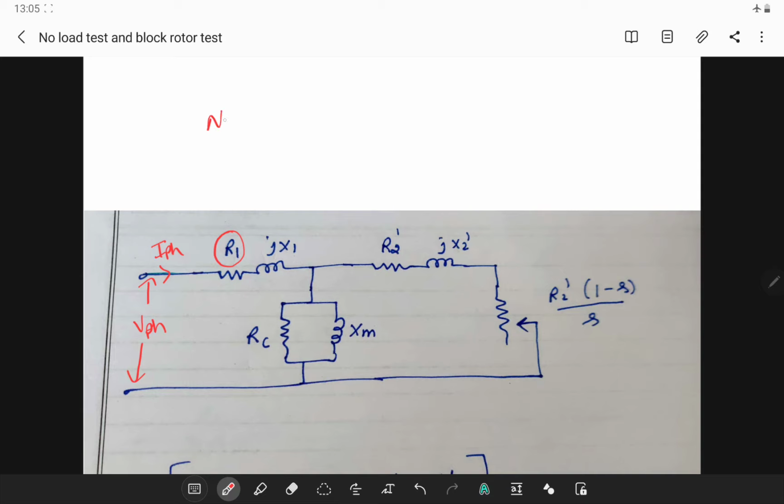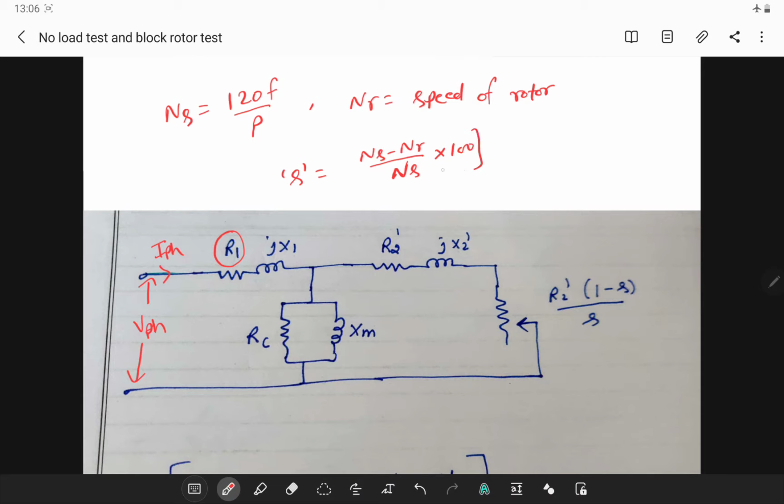Before that you should know what NS, NR and S are. NS, the synchronous speed, is equal to 120 into F upon P, where F is the frequency of supply and P is the number of poles in the winding. And NR is the speed of the rotor, or I can say the speed of the motor. Then I define one term, that is slip. Slip is equal to (NS minus NR) divided by NS, into 100. This is in percentage.